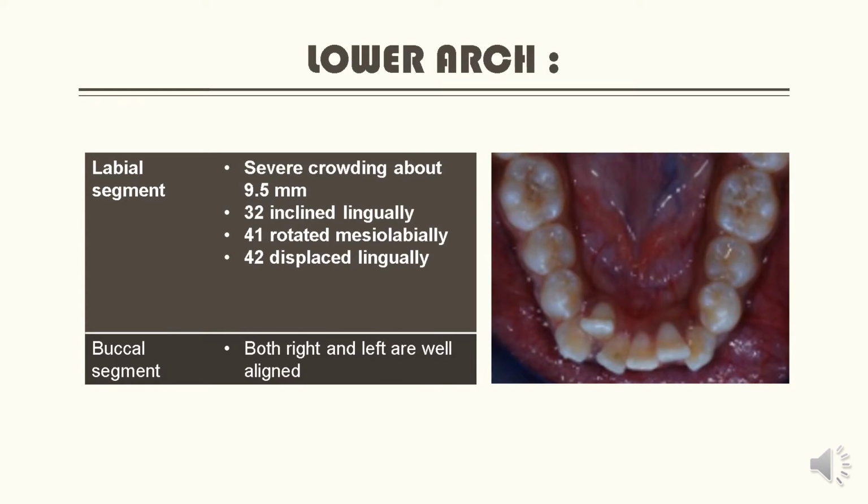For the lower arch, at the labial segment there is severe crowding of about 9.5 mm, with 4/2 displaced lingually, 4/1 rotated mesiolabially, and 3/2 inclined lingually. Both right and left buccal segments are well aligned.